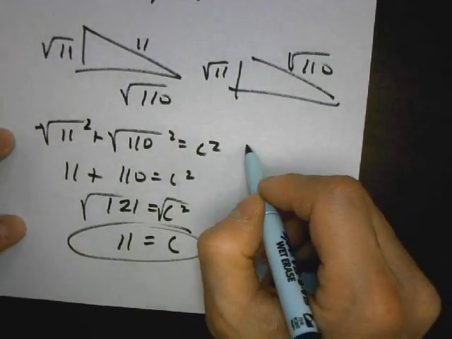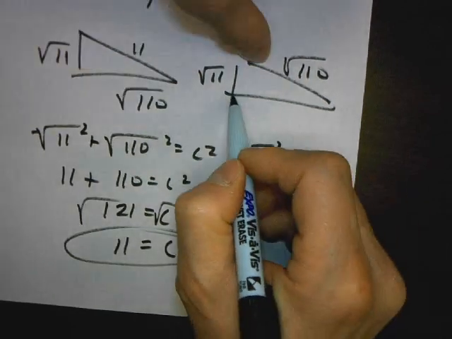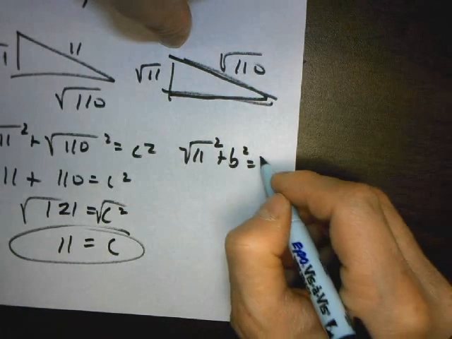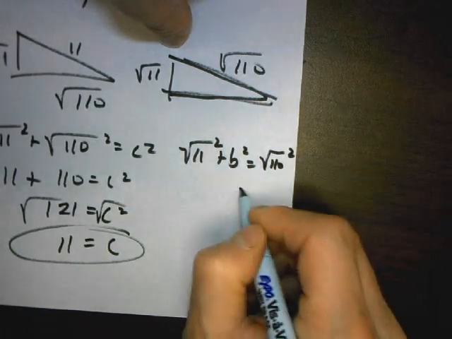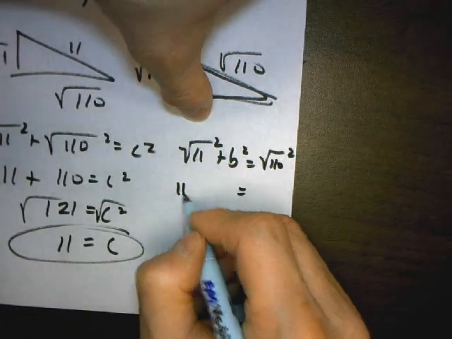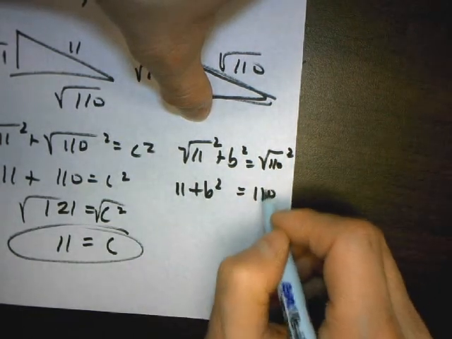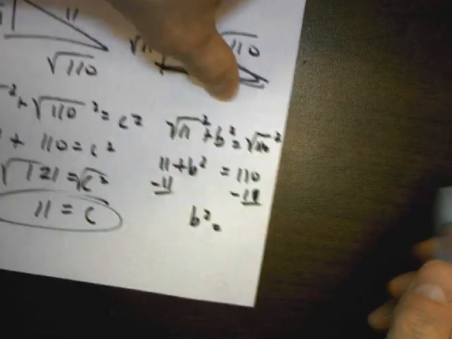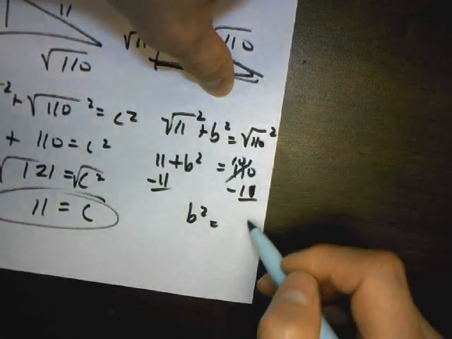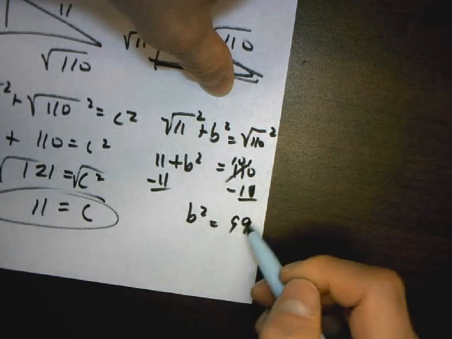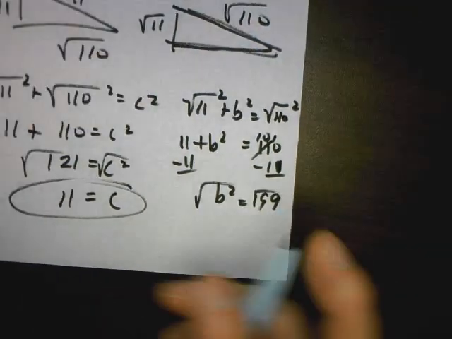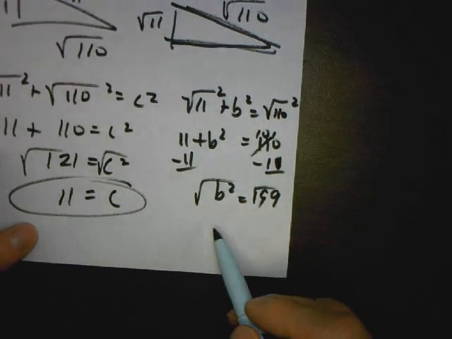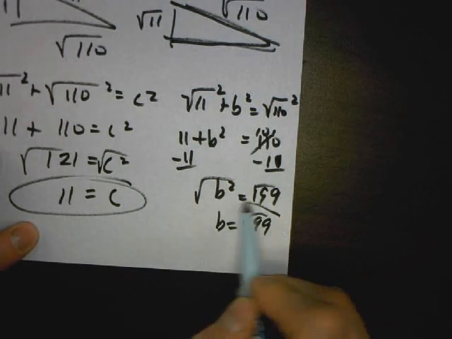The other one, I have leg squared plus, I'm missing a leg here, leg squared equals hypotenuse squared. So that simplifies to 11. That simplifies to 110. I subtract. Oops. Okay. So borrow from there. Then take the square root of both sides. And b will be the square root of 99.